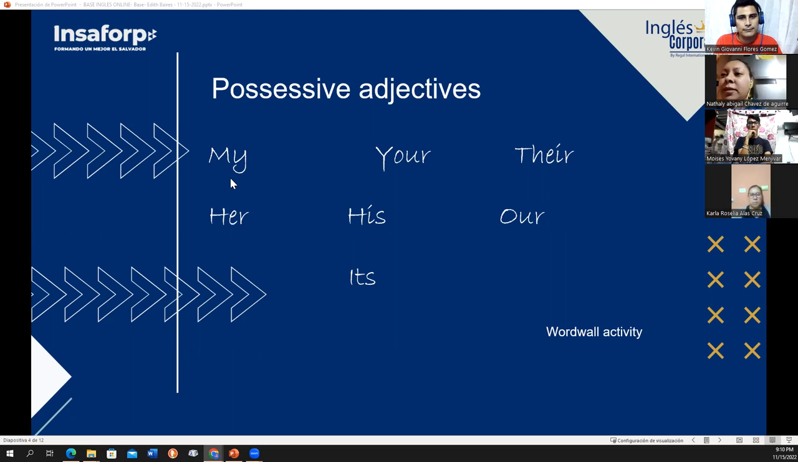Okay. Y si digo her, el celular de ella, her cell phone. Her name. Me refiero a que es de ella, okay? Posesión de ella. Cuando me refiero a él, ¿cuál voy a usar? His cell phone. His name.